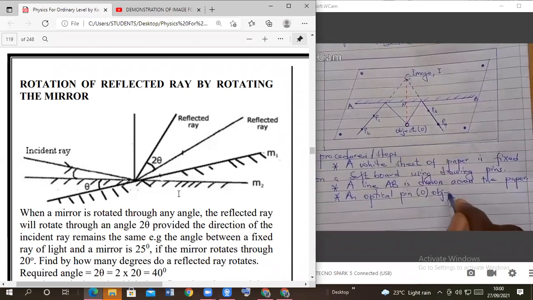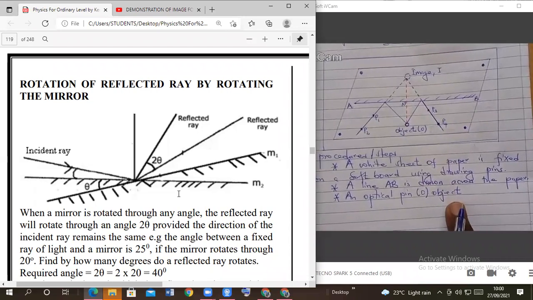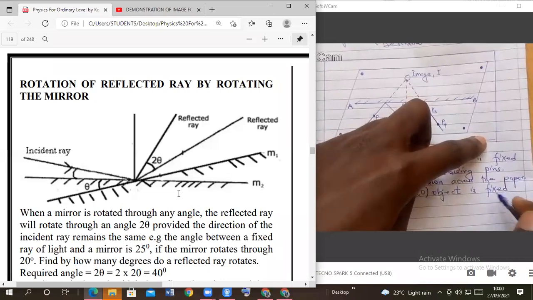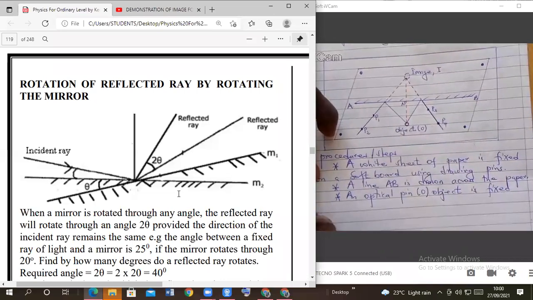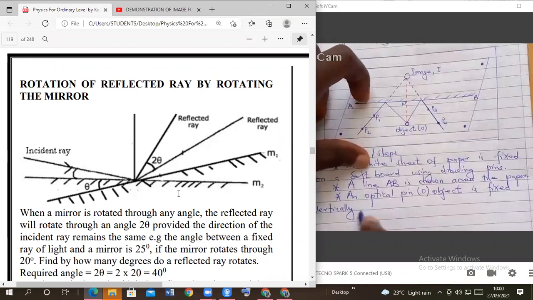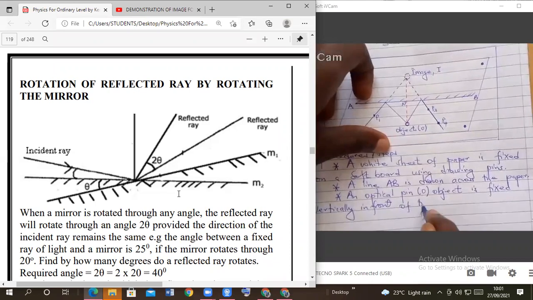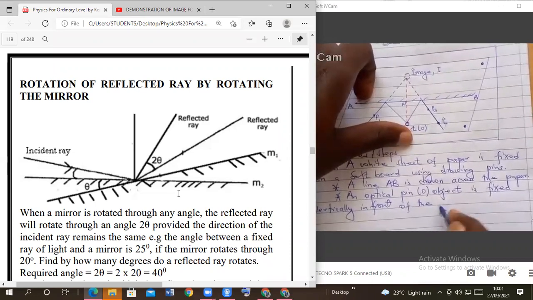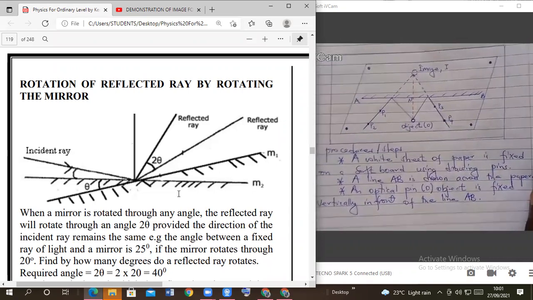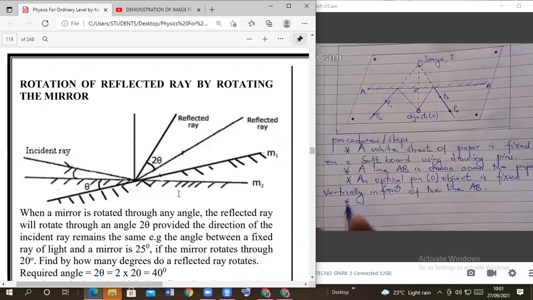Which is acting as our object, is fixed vertically in front of the line AB here. After that, what next?